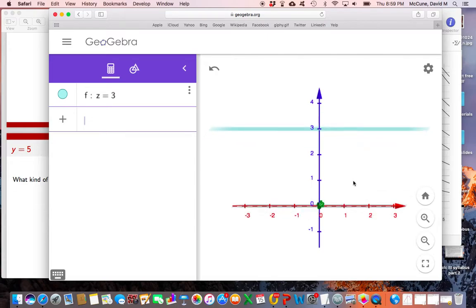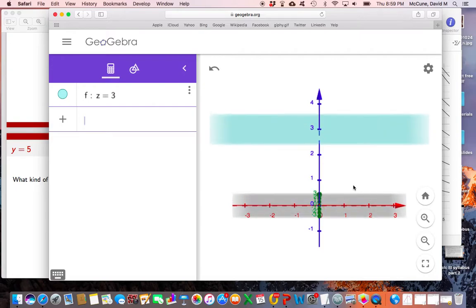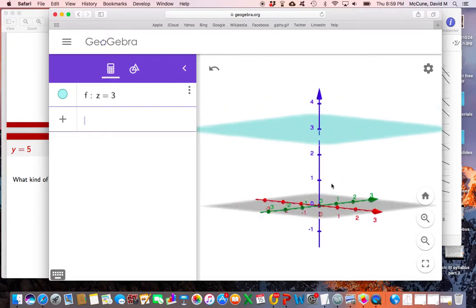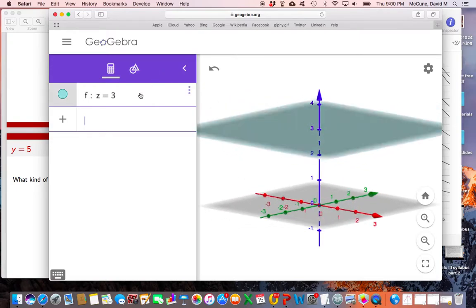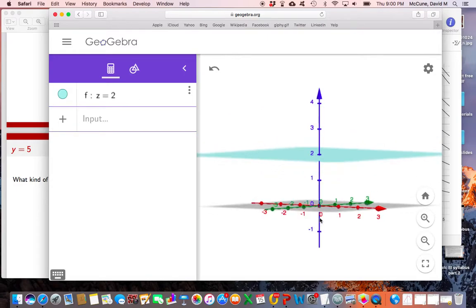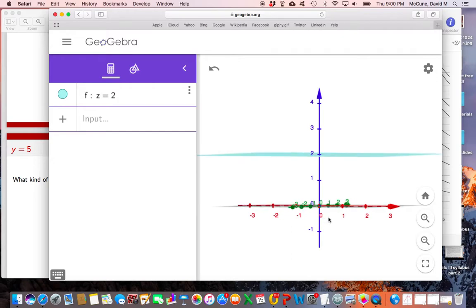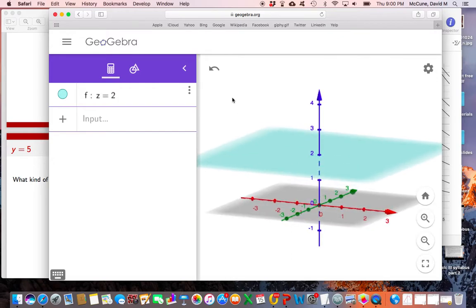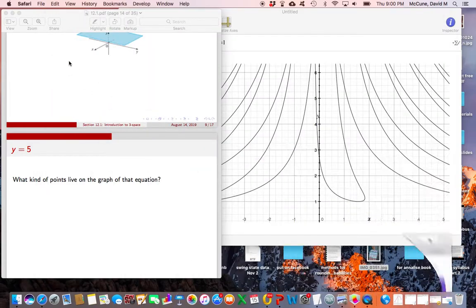So now you can see from the side that is z equals 3. If I tilt, you can see it a little better. So anything like that, z equals 3, z equals 2, whatever, it's just the corresponding flat plane there, where the x's and y's don't matter. All that matters is that the z coordinate is whatever you tell it to be.